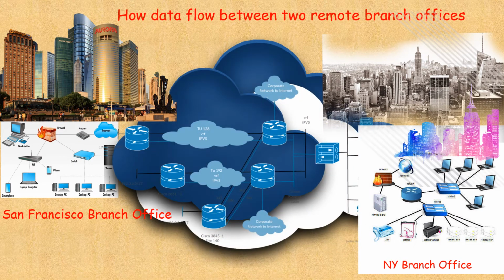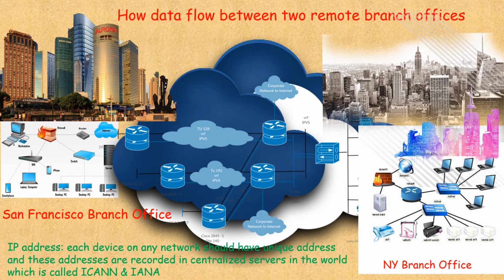Again, let's go back to our network to see how the data will flow between the two branches. If PC1 in New York requests a record of an employee from Server 1 at the San Francisco branch, then this request will go to R1 through Switch 1. Then R1 will check the destination address, the IP address. What is the IP address?